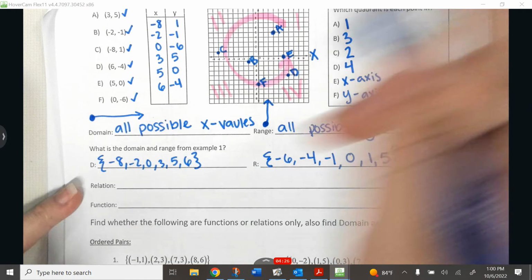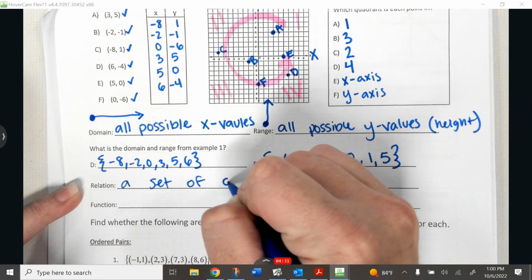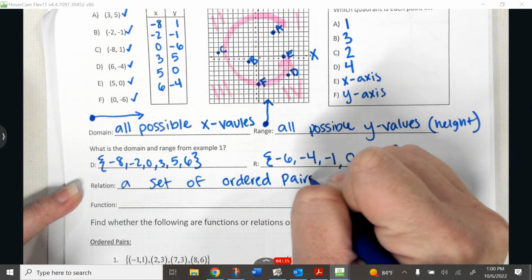Okay, a relation is just a set of ordered pairs, a set of points.